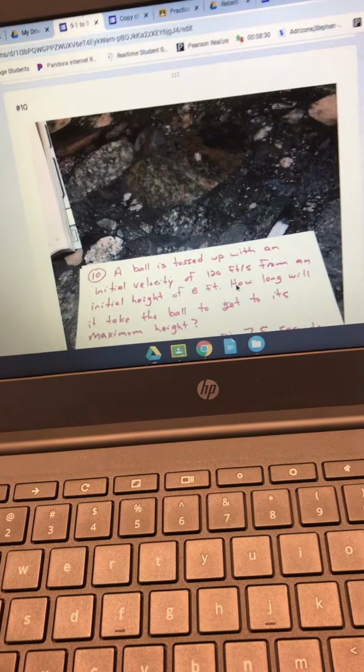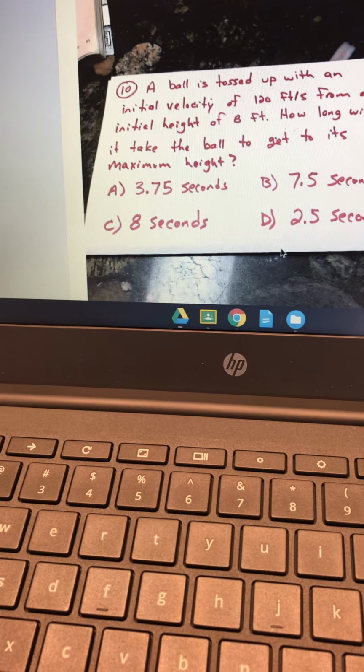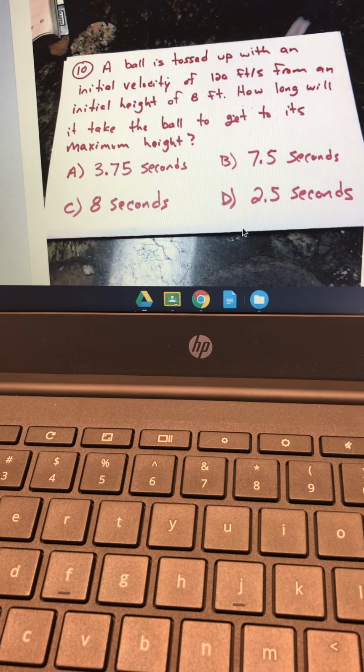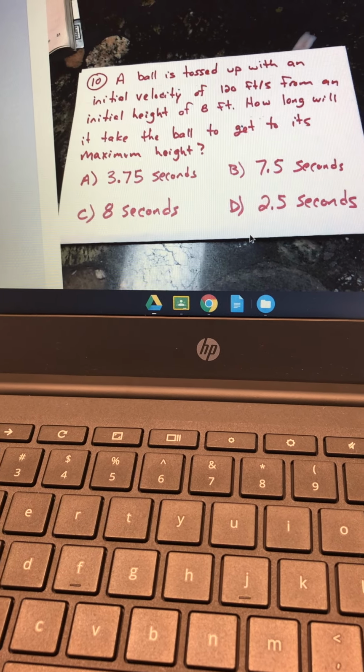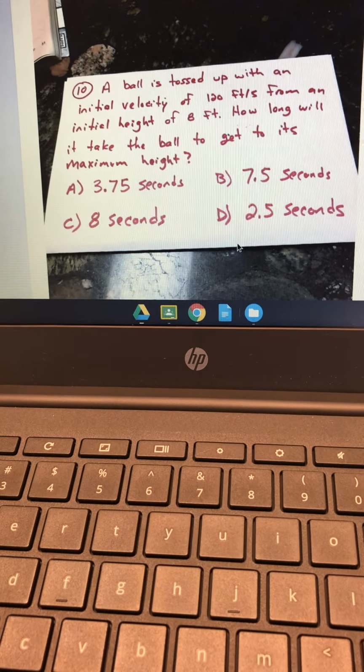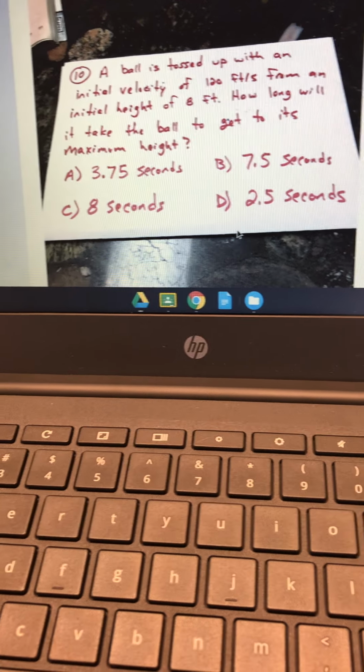Question 10. Now we actually have to find a certain point. It's the same equation we started with earlier. A ball is tossed up in the air with an initial velocity of 120 feet per second from an initial height of 8 feet. How long will it take for the ball to get to its maximum height?